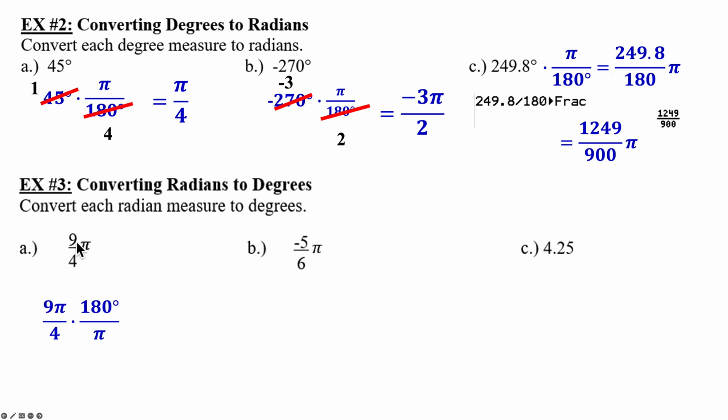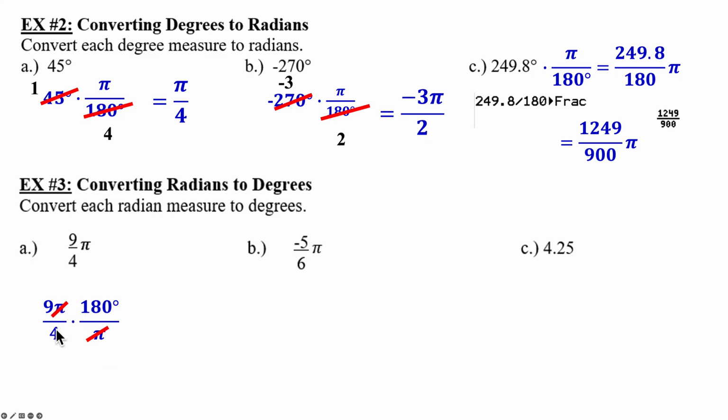If we want to take 9/4 pi and convert it to degrees, now we put the pi up by the 9 and we want to get that pi symbol to cancel, so we multiply by 180 over pi. The pi symbols cancel, and then we can start to reduce.